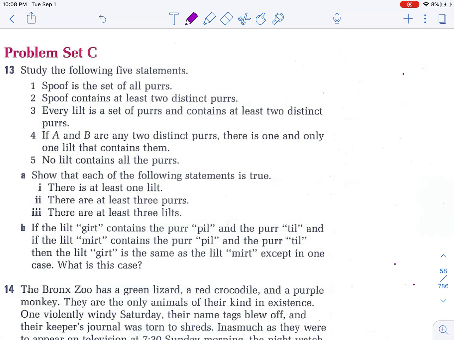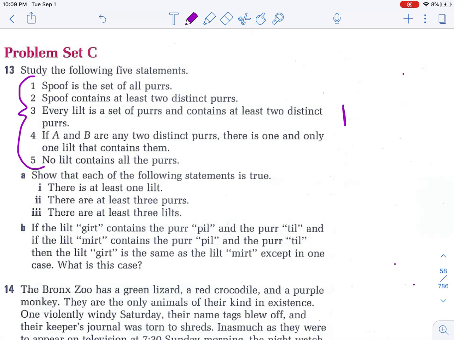So study the following 5 statements, and it says study, so that means read them multiple times, okay? If you have not, please pause this video and do so now. Spoof is the set of all purrs, okay? I'm going to move on. Spoof contains at least 2 distinct purrs. Distinct means 2 different, okay? Unique.